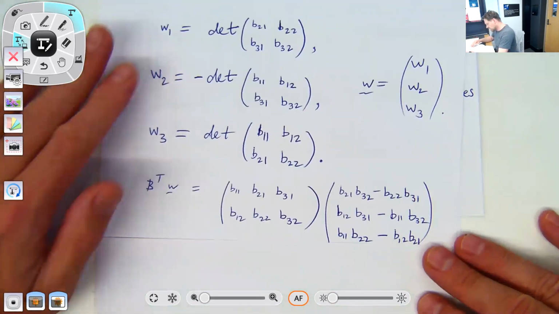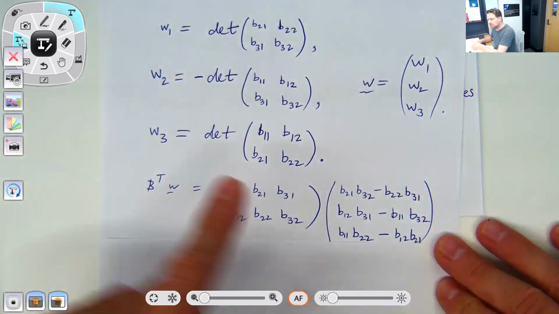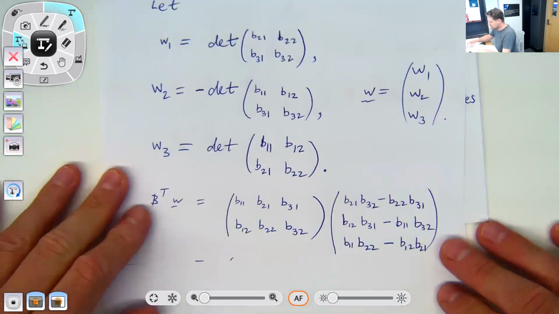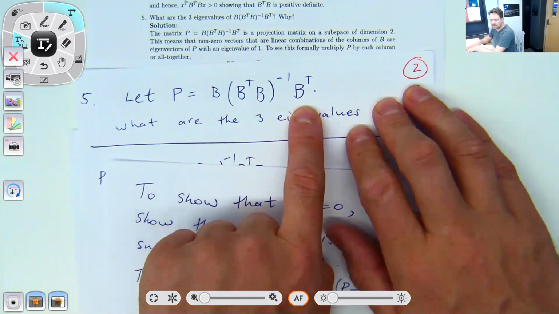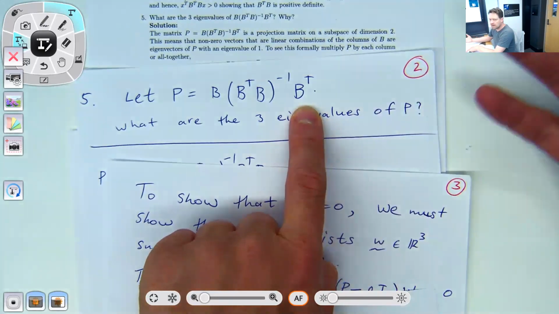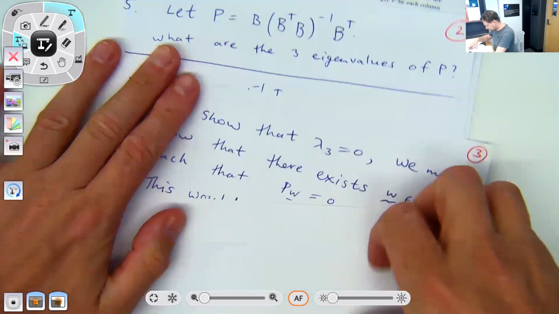Because I can express B transpose just like this, I want to multiply B transpose times W. And why did I choose that? Well, it is what is on the right-hand side of the expression for P, right? So if I can deduce that B transpose times W is 0, then I'm basically done, right? That would mean that P times W gives 0. So that's the point of that.